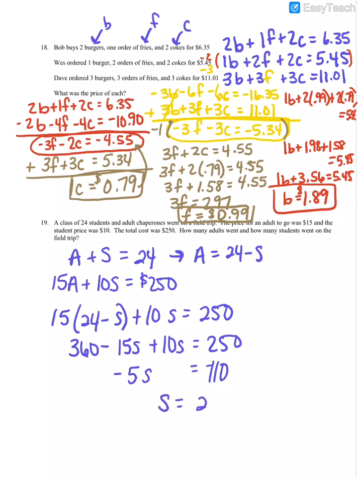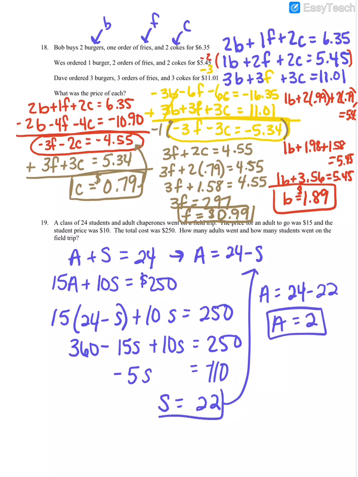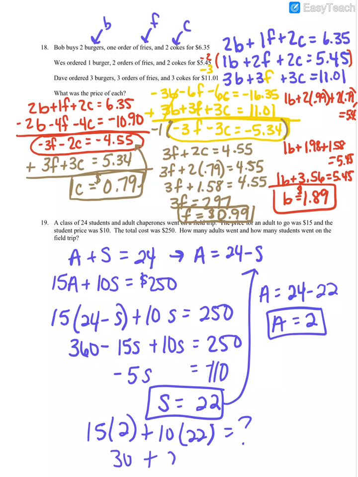So S is 22. So the adults are equal to 24 minus 22. So adults are equal to 2. Okay, let's check and make sure it worked. Well, the 22 plus the 2 is 24, and 15 times 2 plus 10 times 22. Well, that would be 30 plus 220. So 250, it worked. So 2 adults and 22 students.